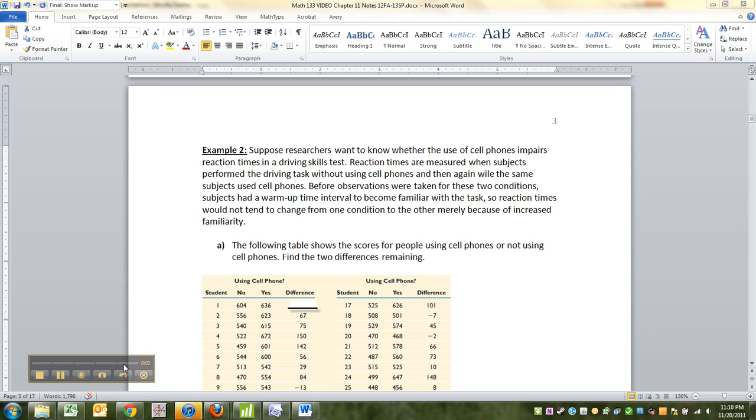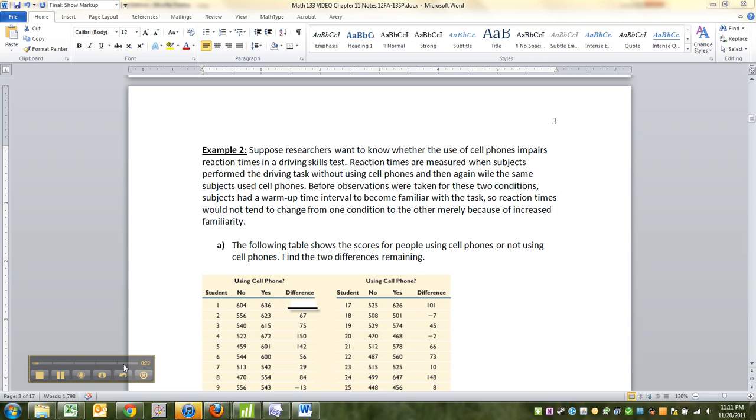Picking up where we left off here, we have some researchers wanting to know whether the use of cell phones impairs reaction times in a driving skills test. Reaction times are measured when subjects perform the driving task without using cell phones, and then again with the same subjects using cell phones. Now notice it's the same subjects. This is definitely a matched pairs design, right?